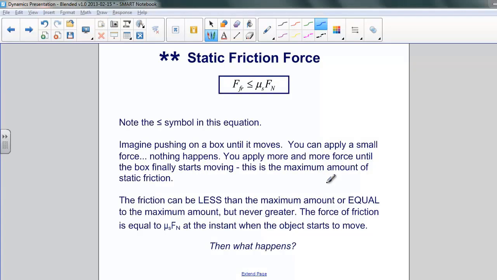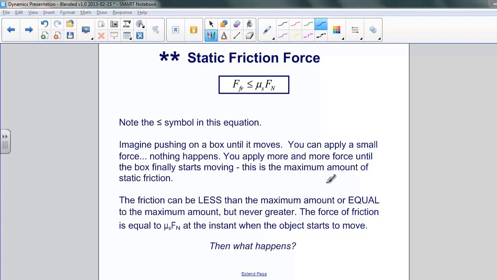The important thing about this equation is the less than or equal to symbol. What's important here is that the force of static friction is always equal to the applied force on the object. So the more the applied force, the greater the force of friction. In other words, it matches the applied force, keeping the object from moving.